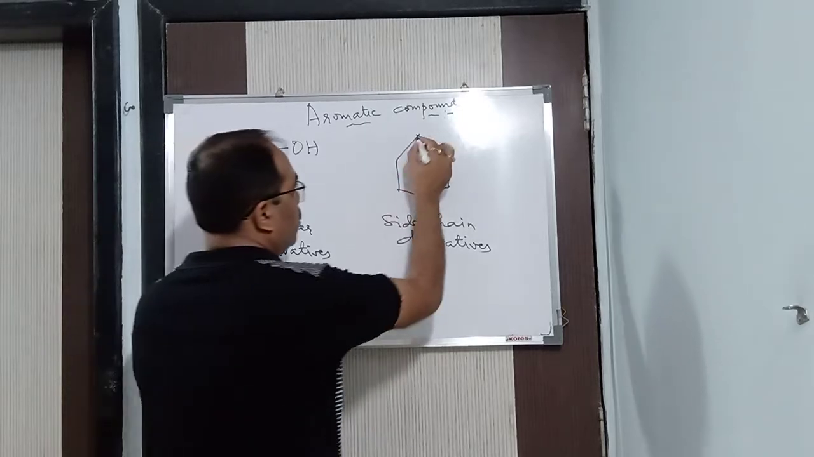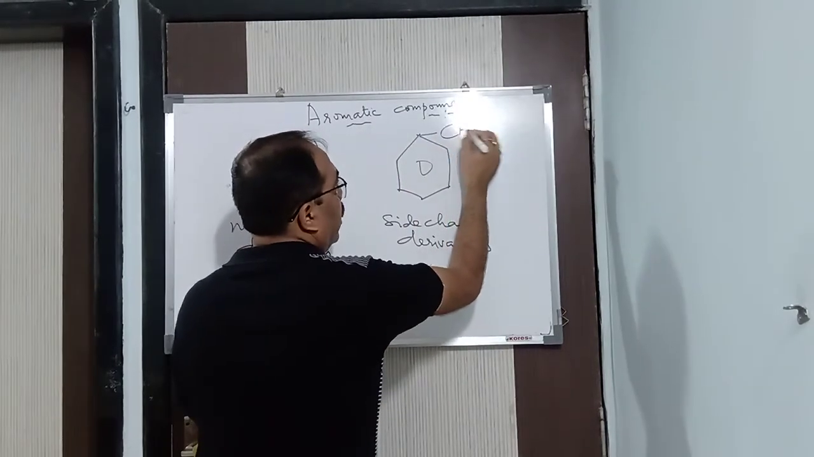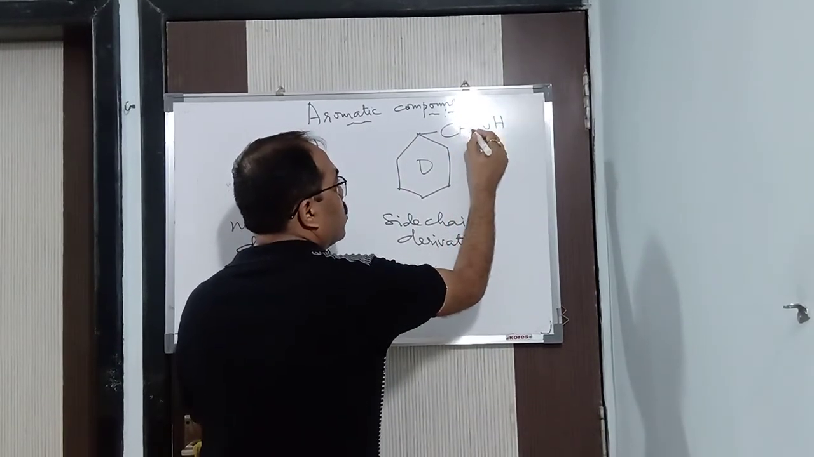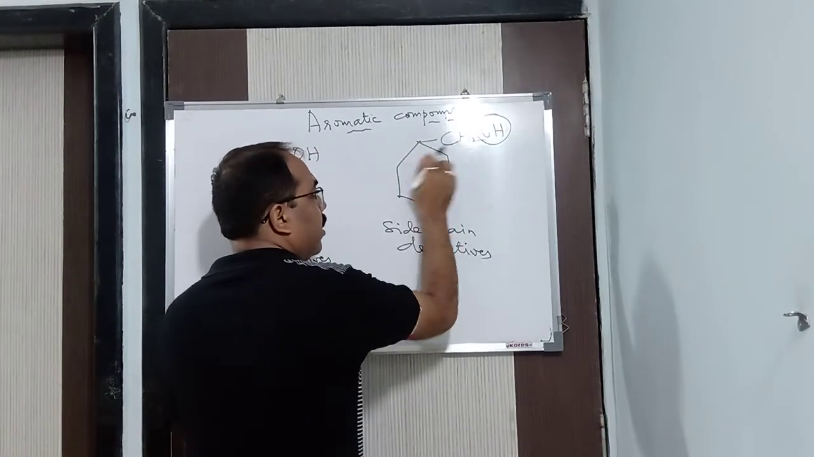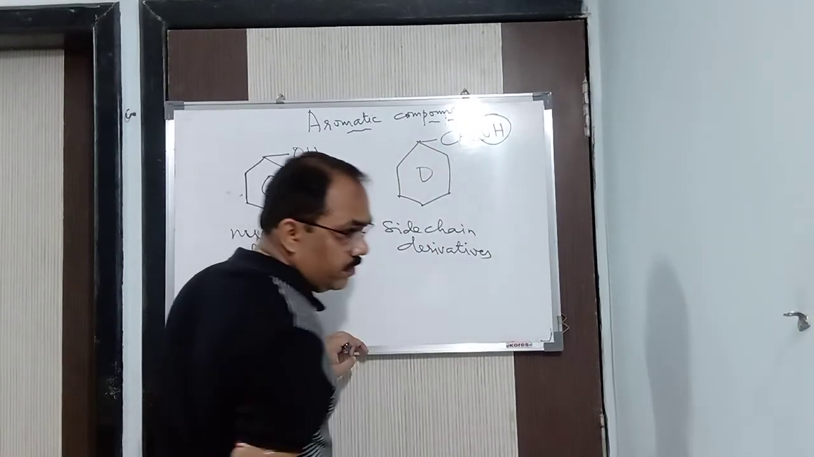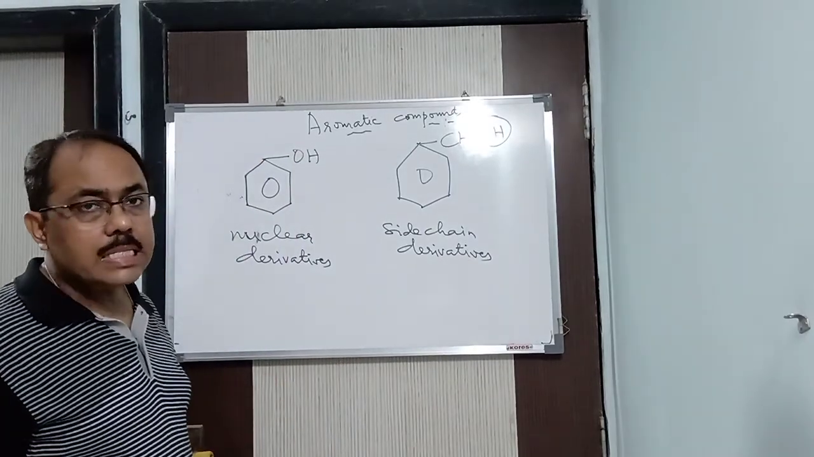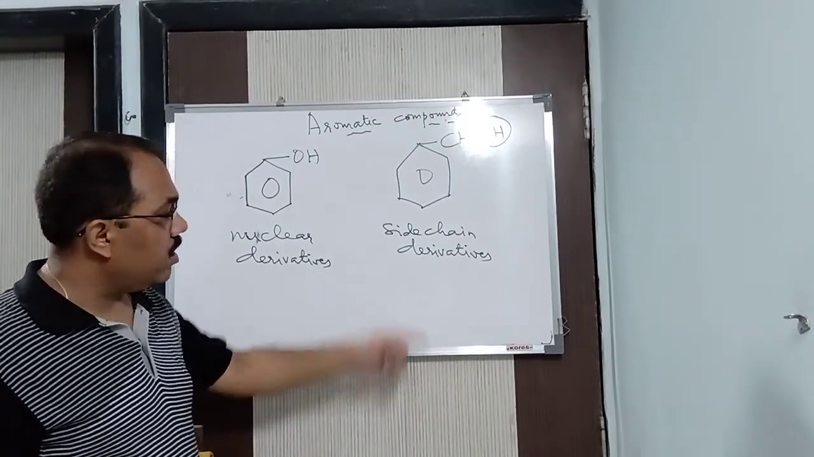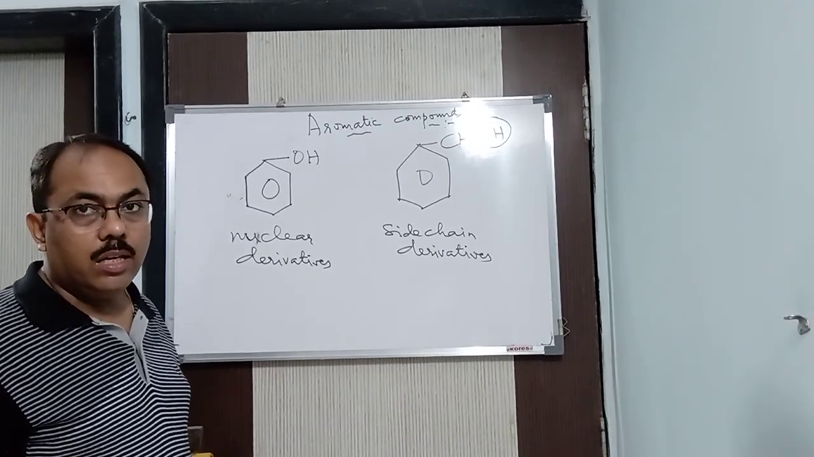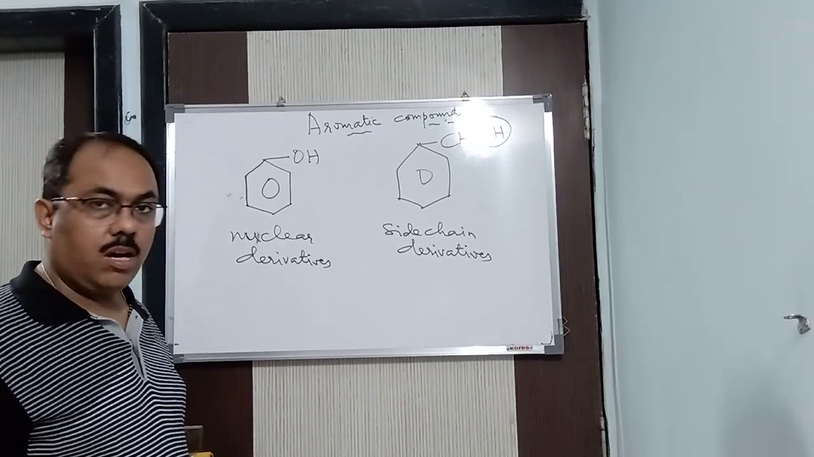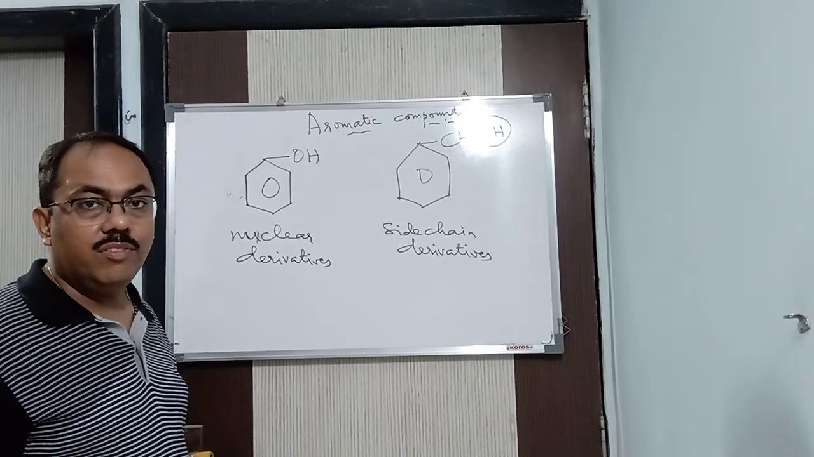But if the same functional groups are attached to the side chain, like suppose we have CH2OH, the OH is not attached directly to the benzene ring. It is attached to a side chain. That is known as what? Side chain derivatives. Hence it is called side chain derivatives. And the naming is also done differently. So how to name it? Okay, the next day we will see. Thank you.